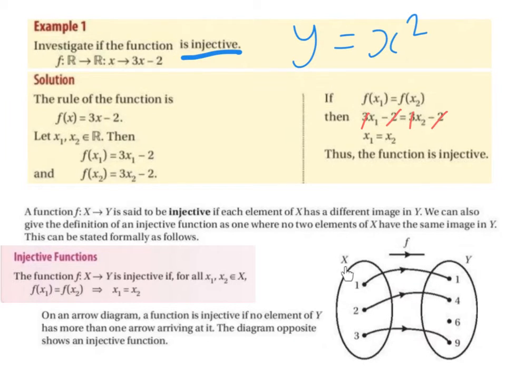So if I was to draw it out in a mapping diagram, I would have 2 in my x value, 4 my y value, and then I would have minus 2 for my x value, also connected to 4. And I cannot have more than one arrow arriving at y, at any of the elements in y.